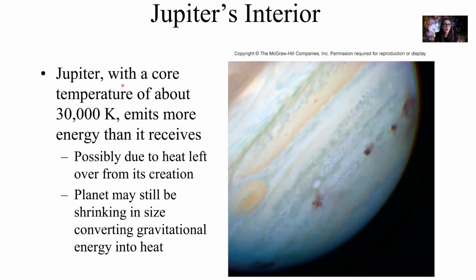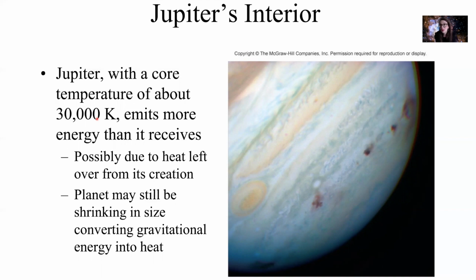Jupiter has a core temperature of about 30,000 Kelvin. It actually emits more energy than it receives from the sun. The planets generally emit radiation in infrared, so it's not emitting radiation in the visible.